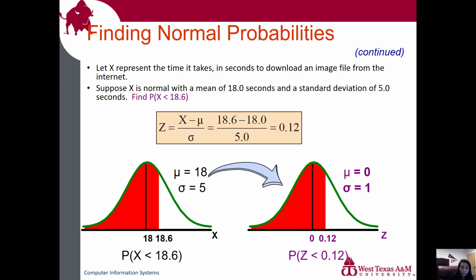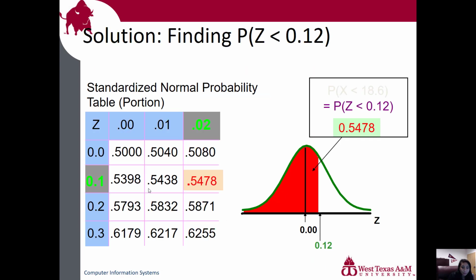And now we want to find the probability of z being less than 0.12. So we use that standardized normal probability table. This is just a portion of it. And our z that we found previously was 0.12. Here's our first decimal point, which is 0.1. And then across the top is 0.02. And so here it is, probability is 0.5478. So the probability of getting a z-score less than 0.12 is 0.5478.